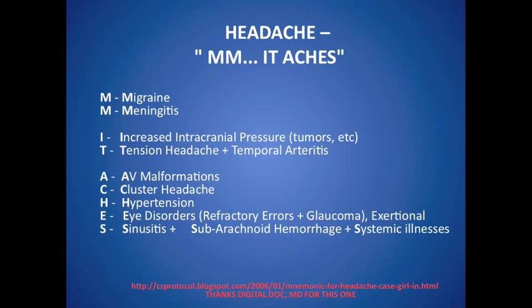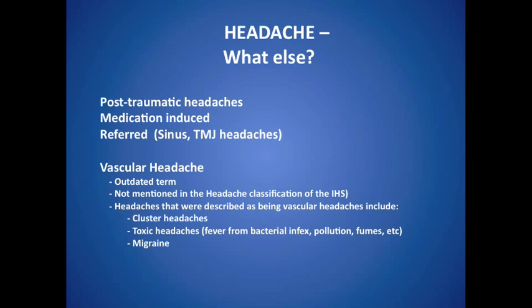E is for eyes. It's also for exertional, which occur with straining, coughing, sexual intercourse, things like that. S, sinusitis, which is actually a referred headache, subarachnoid hemorrhage, and finally systemic illnesses, which can be pretty much anything.